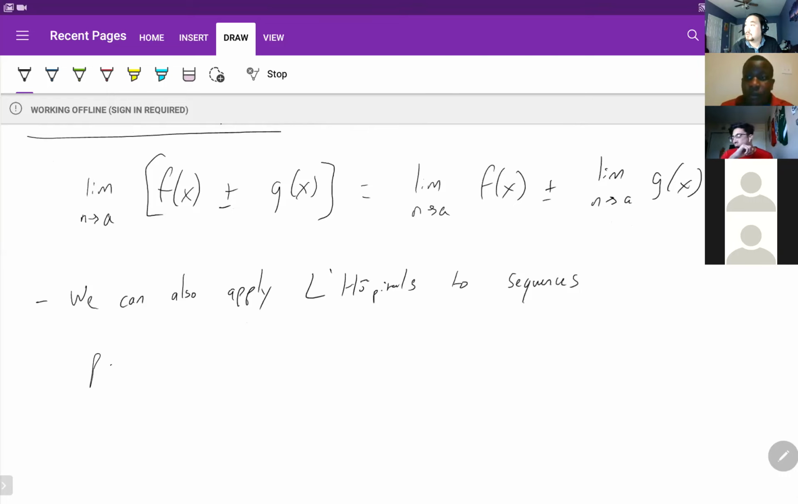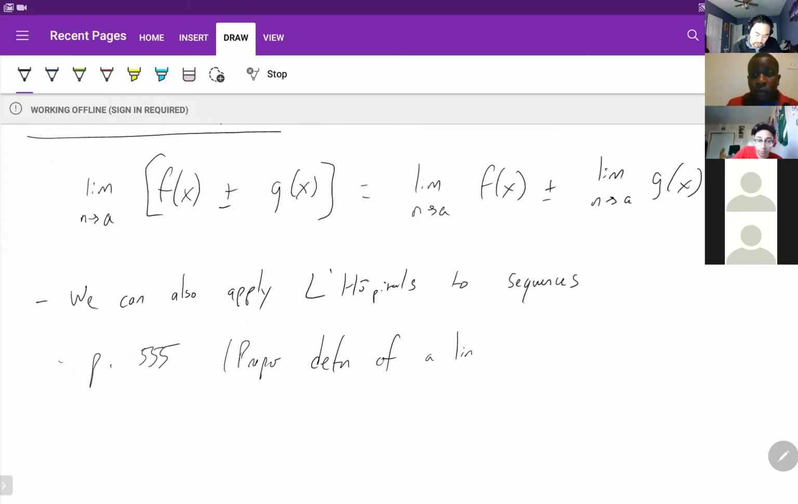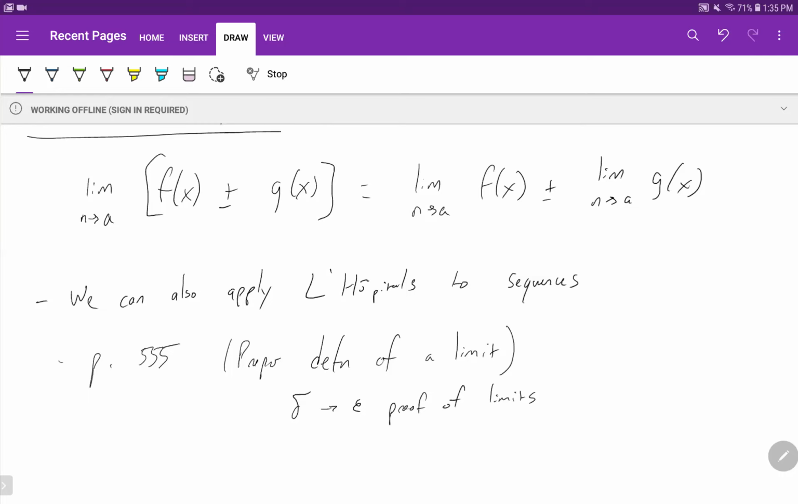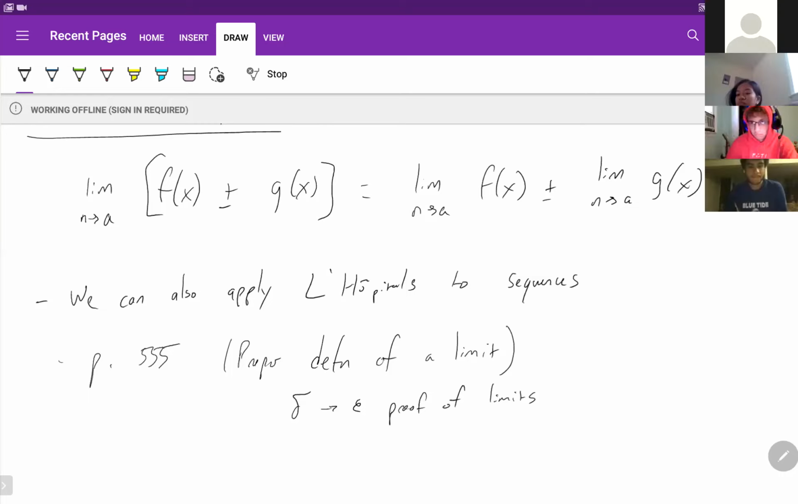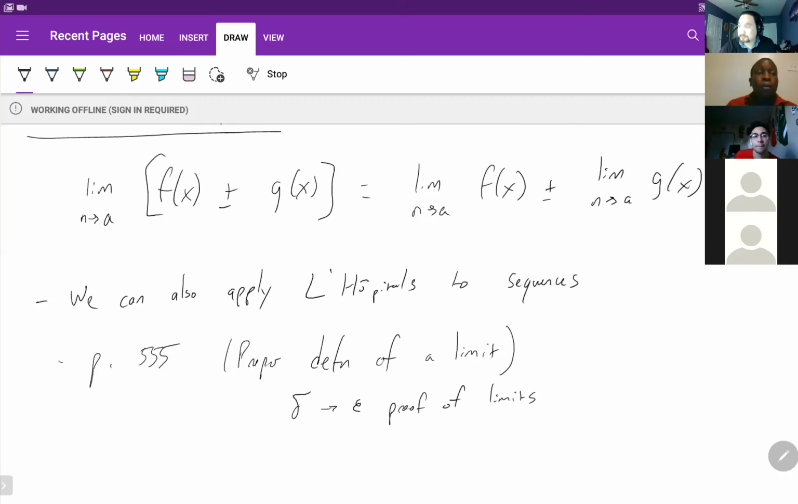But on page 555 in the PDF, there's a proper definition of a limit, and I guarantee like 90% of you have never learned it this way, but it's called the delta epsilon proof of limits. Some of you may have heard of this. I'm just curious, if you've heard of it, can you raise your hand or put something in the chat? No, nothing. Crickets. Okay, never mind. Oh, I see a hand.